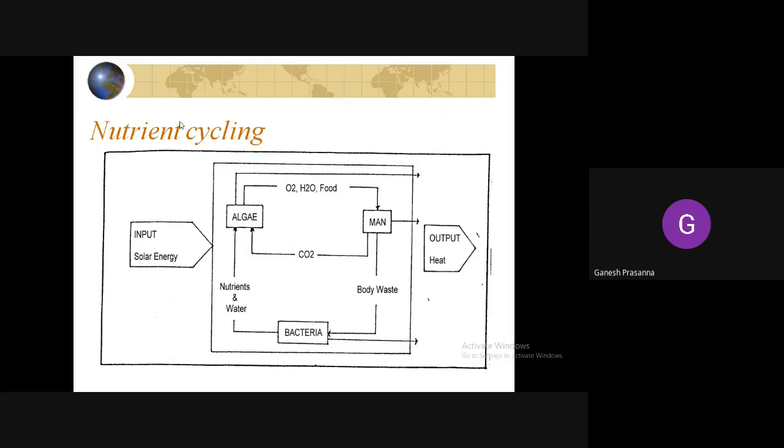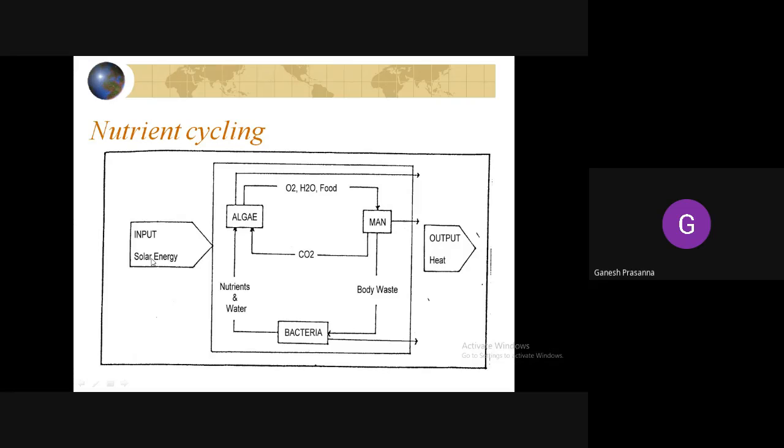So coming to the nutrient cycle, you can see the input is the solar energy. Sun is the main source of energy. So using the solar energy, there are the small algae which produce their food, which are autotrophs in nature. They produce food, which is consumed by man. Human beings release carbon dioxide, which is consumed by algae. Similarly, certain body wastes are released, which are decomposed by the bacteria, which get converted into nutrients and water and are being consumed. So the output is the heat. Both the algae, human beings and bacteria release the heat, which is the output form.